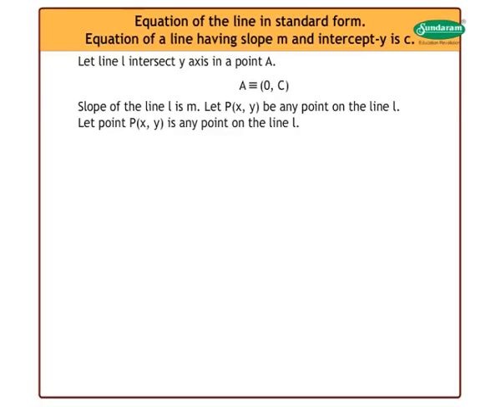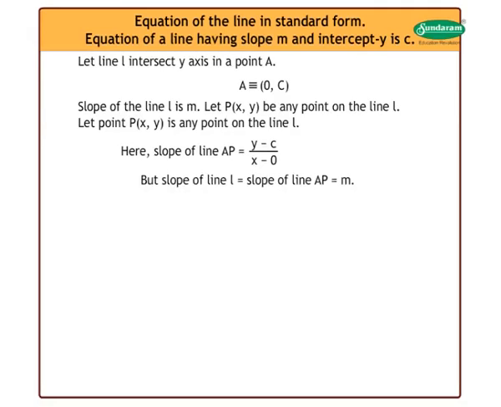We know how to find the slope of a line if two points are given. Here, the slope of line AP is equal to (y minus c) upon (x minus 0). But the slope of line L is equal to the slope of line AP, which is m. Therefore, (y minus c) upon (x minus 0) is equal to m. Therefore, y minus c is equal to mx. Therefore, y is equal to mx plus c.